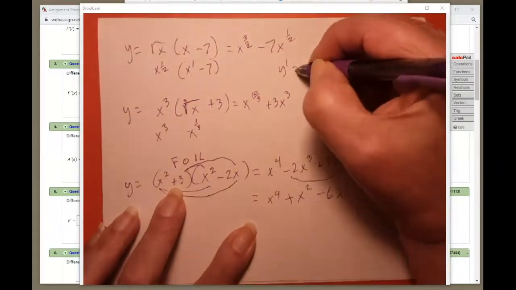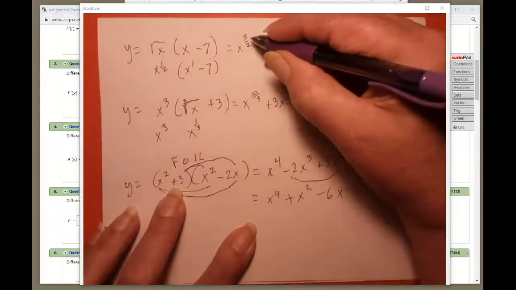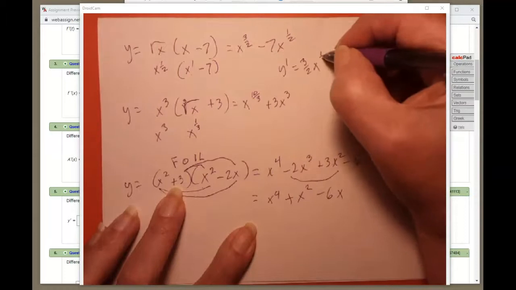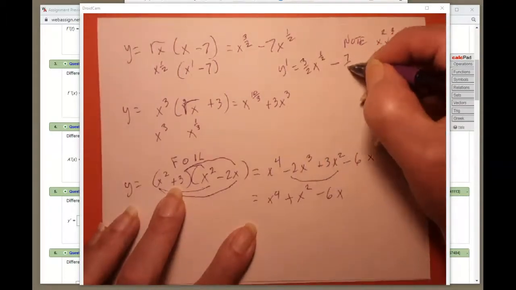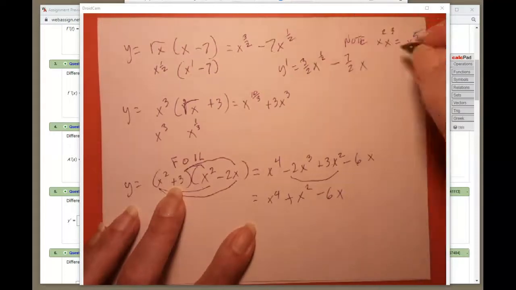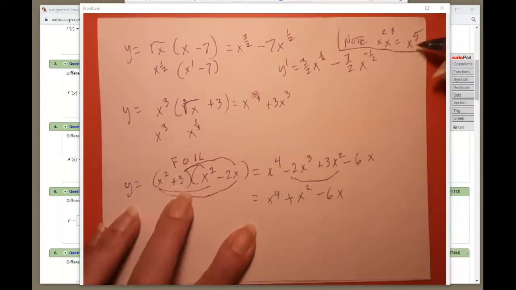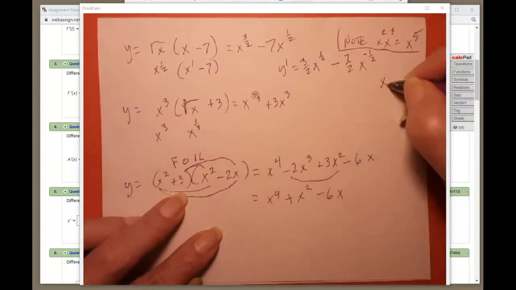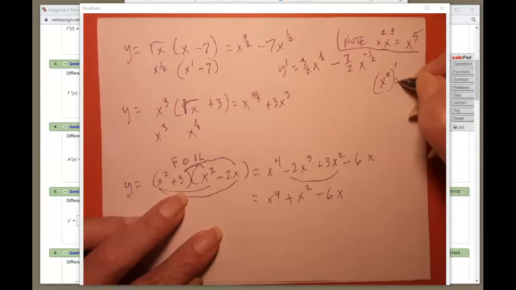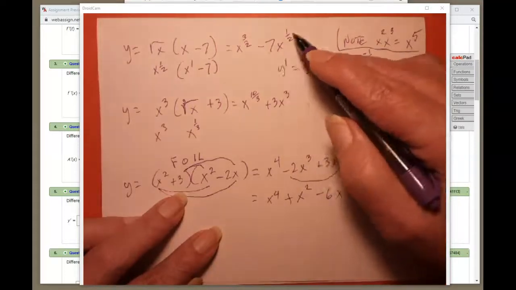y prime on this first one is 3/2, bring the power down, x to the, subtract 1 from the power, and that would be 1/2. Minus 7 times 1/2 is 7/2, x to the 1/2 minus 1 is going to give me -1/2. Don't overthink these. It's a very straightforward formula. The formula says x to the n, take the derivative, is n x to the n minus 1. And if we have a constant there already, like here, we just multiply.